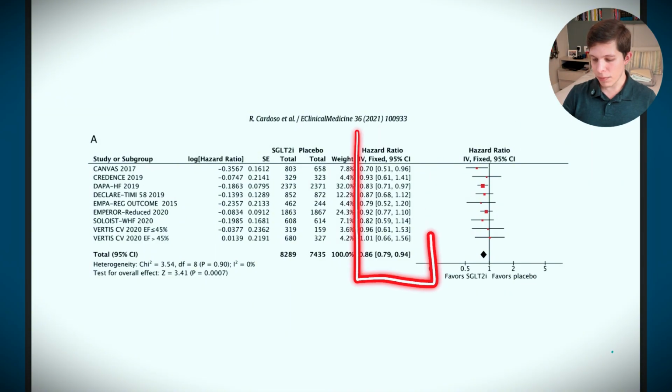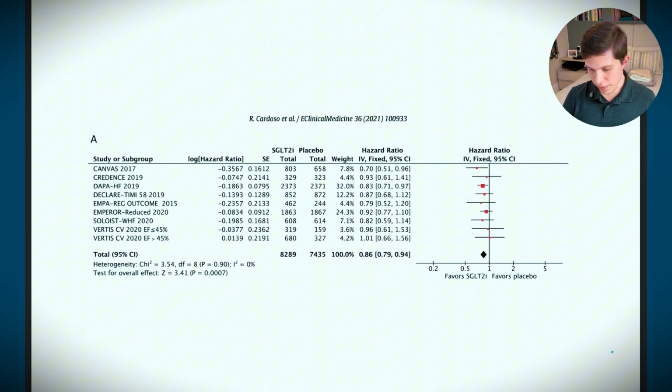This specific column right here, hazard ratio, it shows the results from each individual study. So we have a hazard ratio of 0.7 for Canvas 2017. We have a hazard ratio of 0.93 for Credence 2019. For DAPA, we have 0.83. For Declare, we have 0.87, and that's so on, so forth.